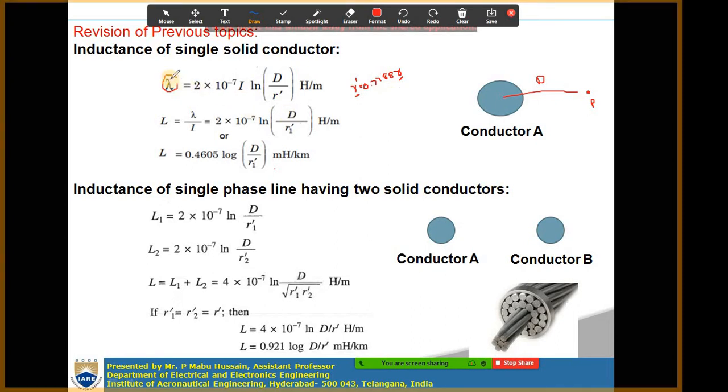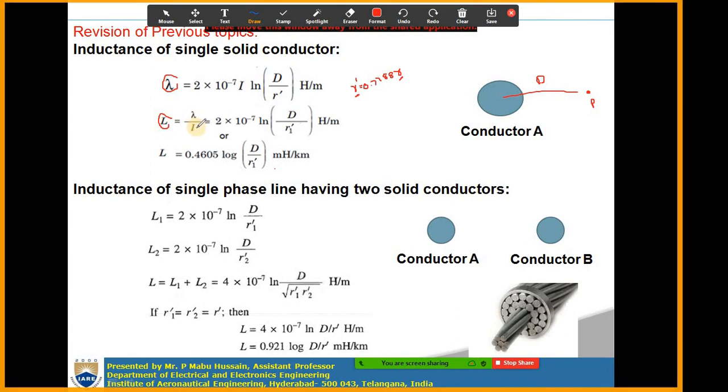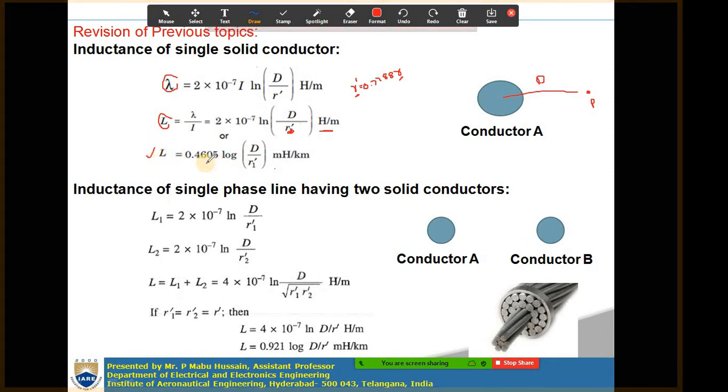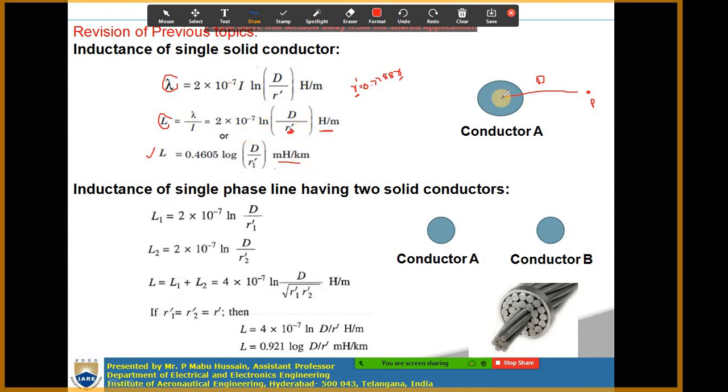After knowing the flux linkages, you can determine the inductance, which is the ratio of flux linkages to current flowing through that particular conductor. So the expression for inductance is 2 into 10 power minus 7 ln D by r dash, which is in Henrys per meter. Now if you convert this ln term to logarithmic term, you can use the expression L is equal to 0.4605 log D by r dash. The units are millihenries per kilometer here. So this is the calculation of inductance for one single solid conductor.